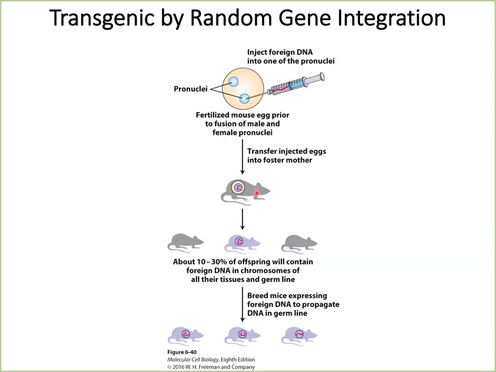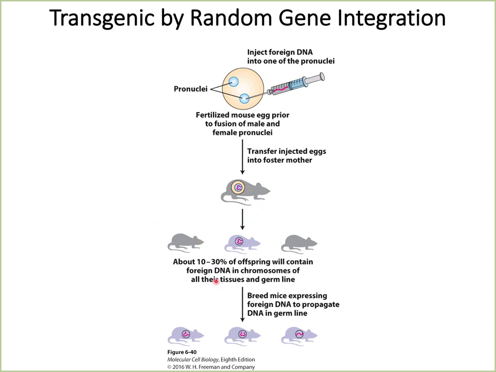Another way that you can make a transgenic is by random gene integration. This is not by homologous recombination. You take a fertilized mouse egg, and before the male and female nuclei fuse, you inject the foreign DNA into one of the pronuclei. In this process, you transfer the injected eggs from here into a foster mother.